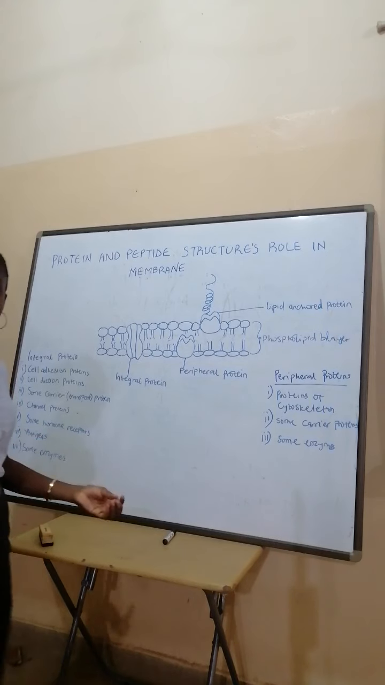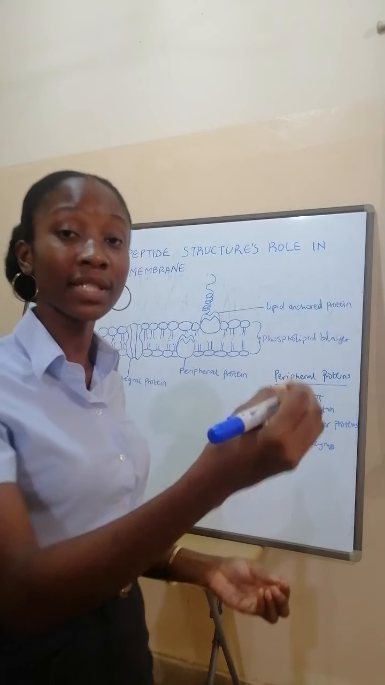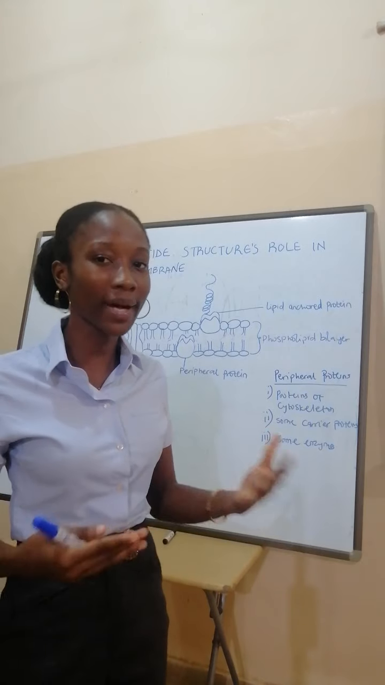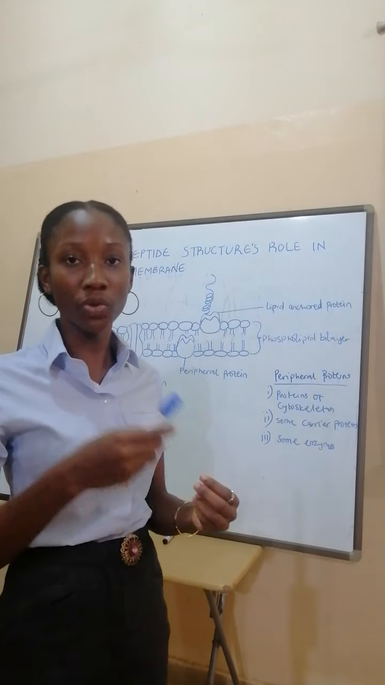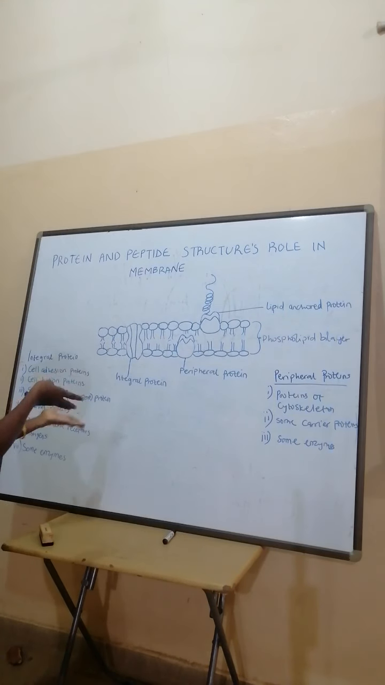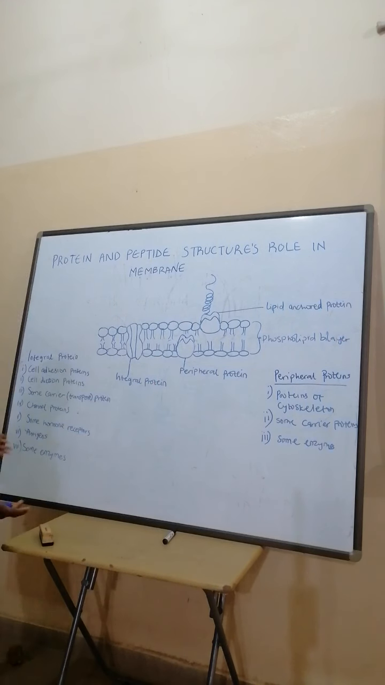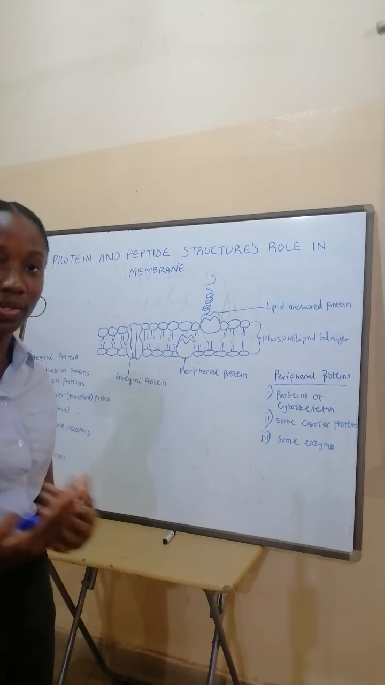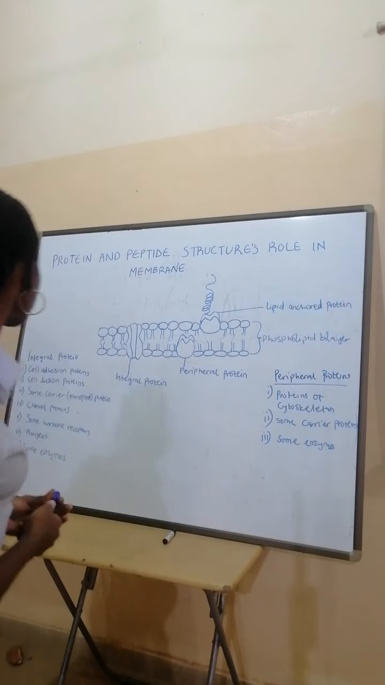Also, we talk about pumps. Proteins serve as pumps. Now, pumps are involved in active or passive transport. The ATP pump and other pumps, they are made up of proteins. Also, we have channel proteins. They help to channel cells to each other. That's also a work of the proteins.